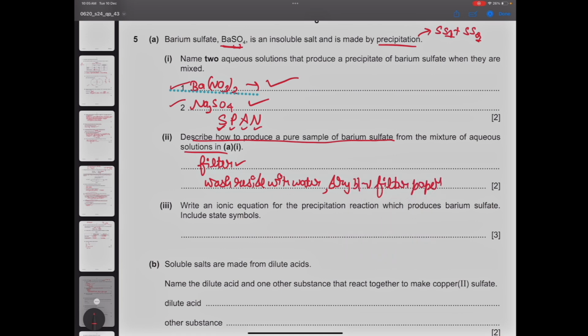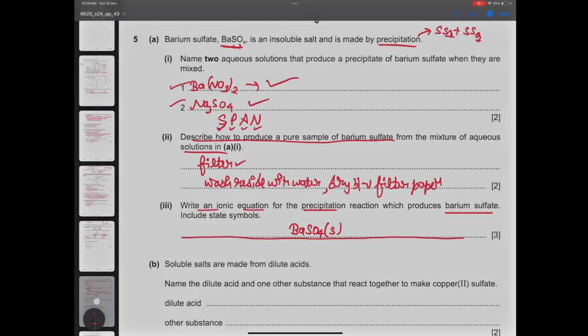Write an ionic equation for the precipitation reaction which produces barium sulfate. Now, all of you might be confused that they have only given a little bit of space and it is for 3 marks. So what do we need to mention? You need to give only one equation here and I will give you a short trick, but you need to have knowledge of ions. See, the compound you want to produce is barium sulfate, right? And it's a precipitate, so you just write barium sulfate in solid form.